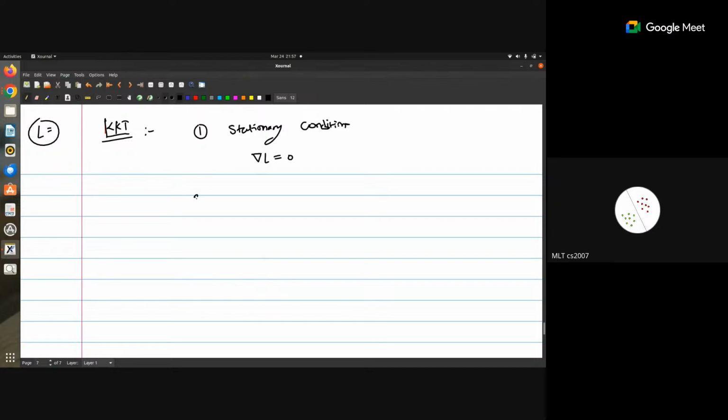The gradient equal to 0, right? The second one is called complementary slackness. What does that mean? In this case it's a soft margin, but what it does is, whatever inequality constraints are there, you can make them an equality constraint using the Lagrangian multipliers, right? I hope this is fine.